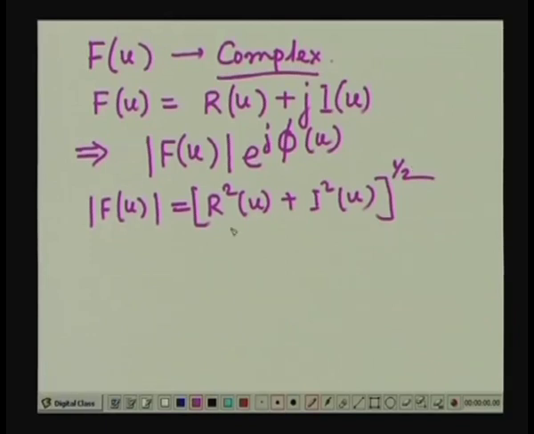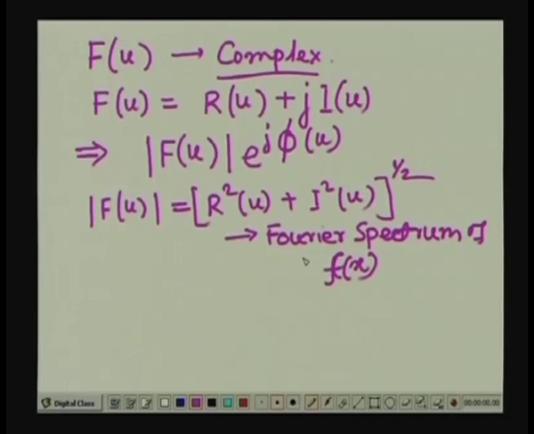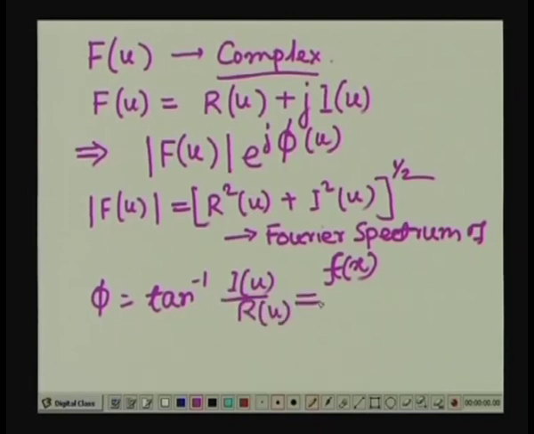Okay. And this is what is known as the Fourier spectrum of f(x). So, this we call the Fourier spectrum of the function f(x), and this quantity phi(u), which is given by tan inverse of I(u) upon R(u), is what is called the phase angle. This is the phase angle.